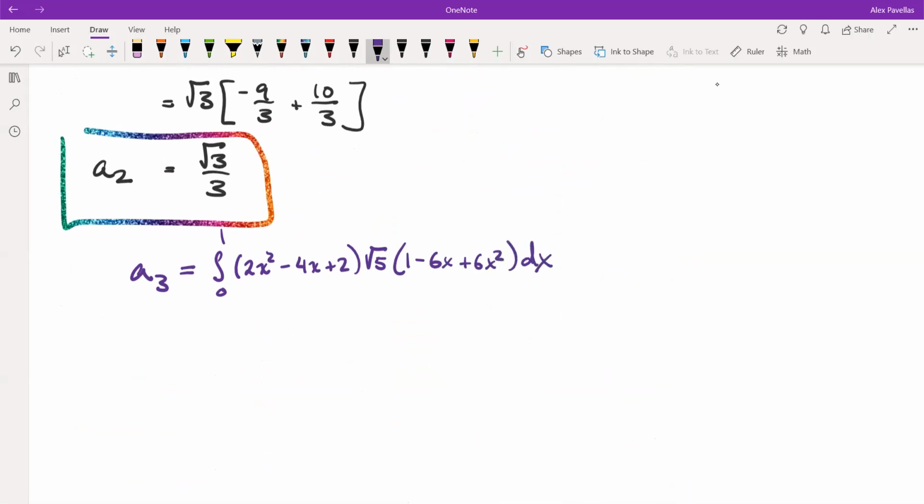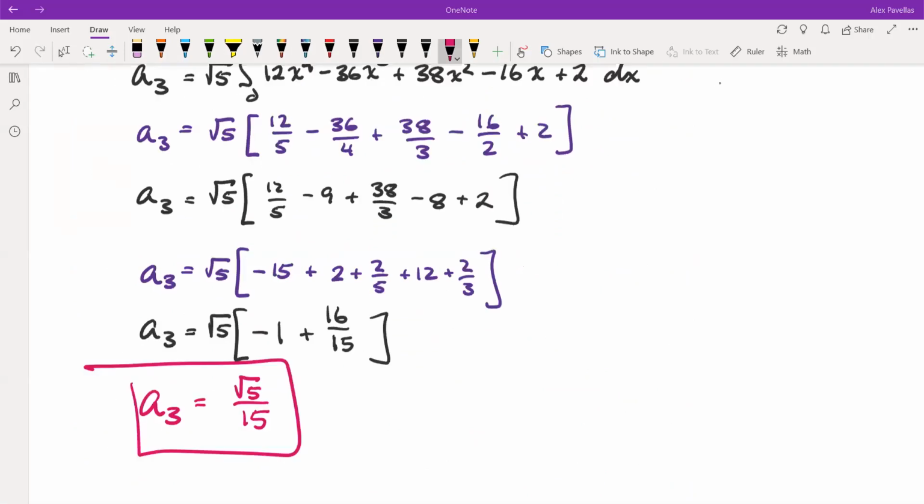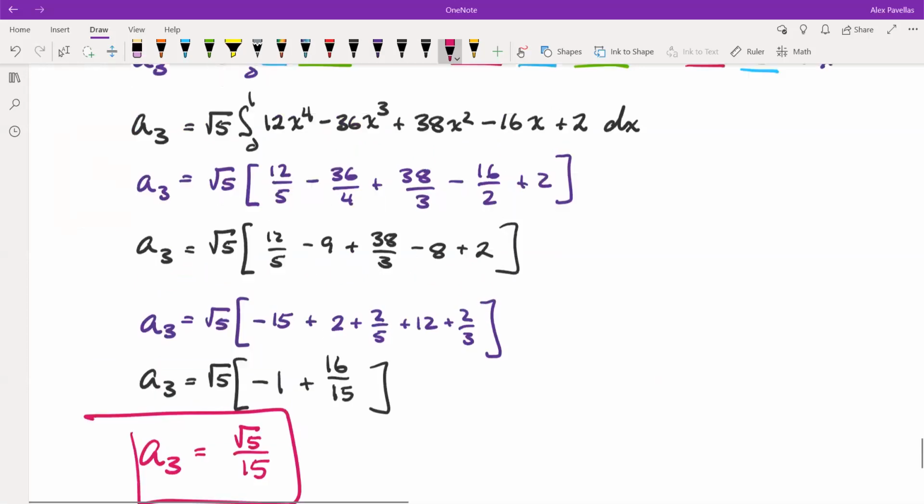All right, let me rush through this integral real quick because I feel confident everybody can do it. And whoa, all right, that was a lot of the algebraic simplifications right there. And I actually went through this real fast. I didn't even show all my work, but hopefully you can follow. So the A3 ends up being square root of 5 over 15 after all of these computations.